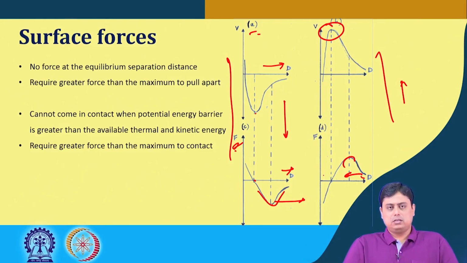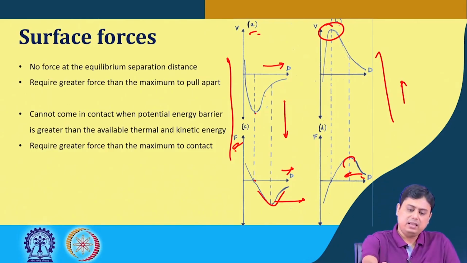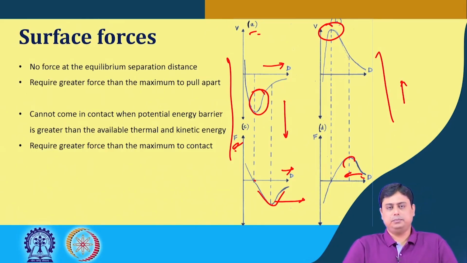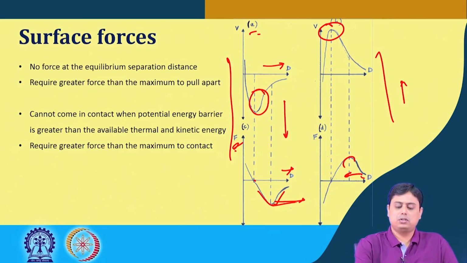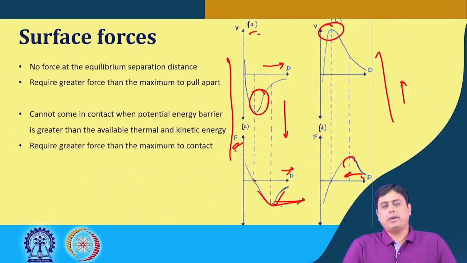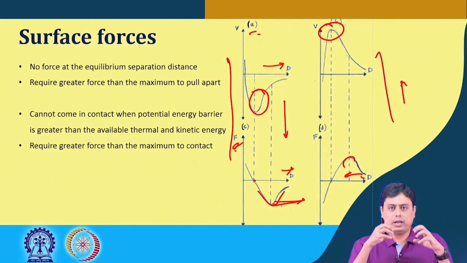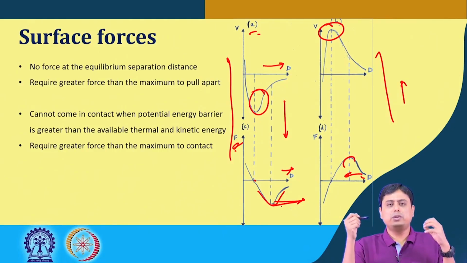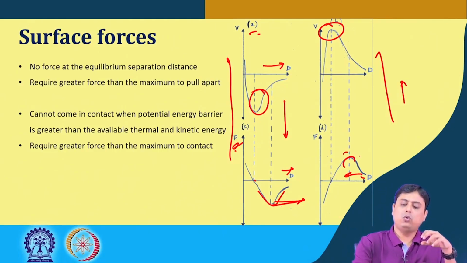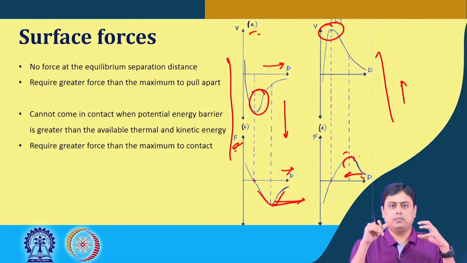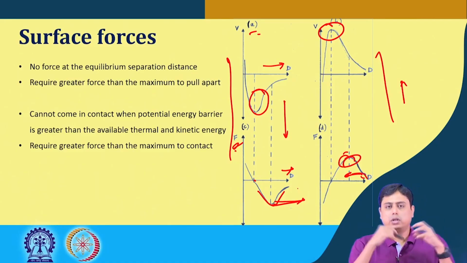So, the particles, when they are attractive in nature, they stay in this energy well, minimum energy well. If we try to separate them, we require a higher force than this one, than a maximum one, to pull them apart. When the particle interactions are repulsive in nature and we try to contact them, then what happens? We require to overcome a certain potential barrier, or we require a greater force than the maximum to keep them in contact.